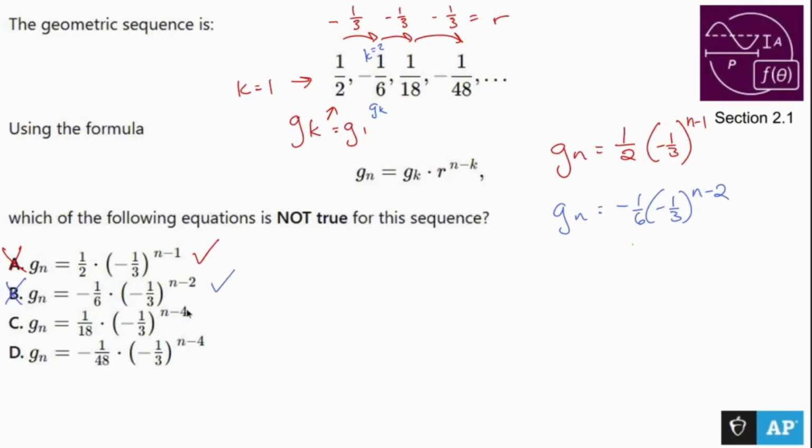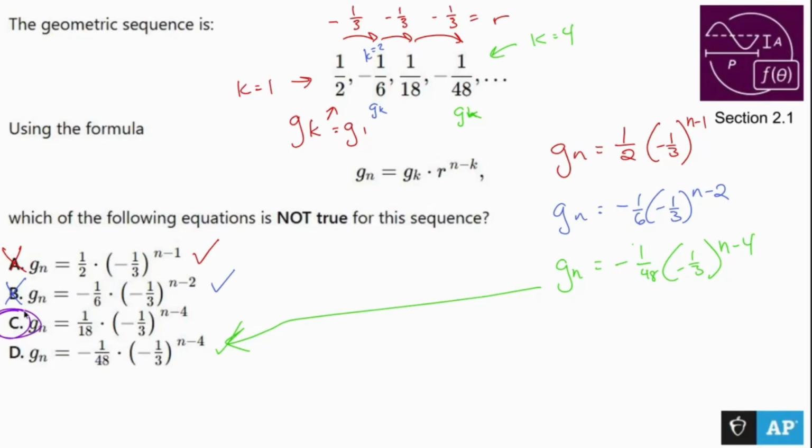Now this next one wants us to try out when k is 4, and that would be this one. So I don't have a good feeling about this one. I don't have a good feeling about the numbers that I see. So this would be my new g sub k. So g sub n is going to equal negative 1 over 48 times negative 1/3 to the n minus 4. Not at all what I get. I'm supposed to get that. So this one actually does not work, which means you are going to be the one I want. You're the one that I want.